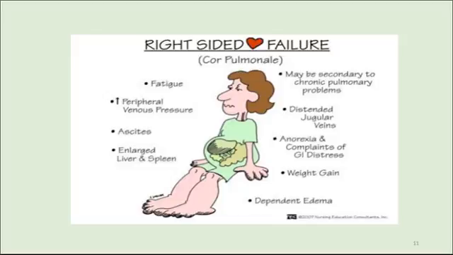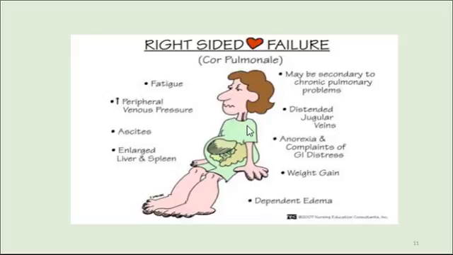Just back up here to the right-sided failure, cor pulmonale, the backup, and again I apologize if I repeated myself. So the backup to the right, often secondary to chronic pulmonary problems, you're going to back up into the system. So the blood is backing up, so you're going to have enlargement in the abdomen into the spleen and the liver, which starts to leak out, just like the lungs leak. This liver and spleen are leaking, and you end up with ascites because you have this increase in the portal pressures.